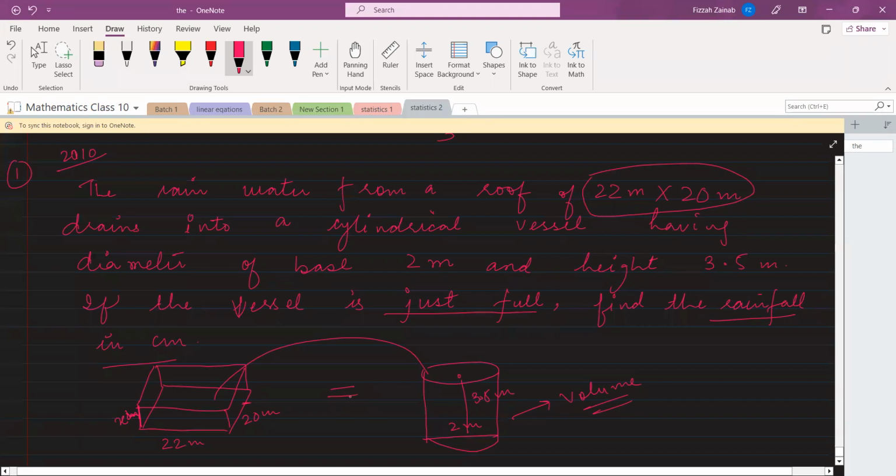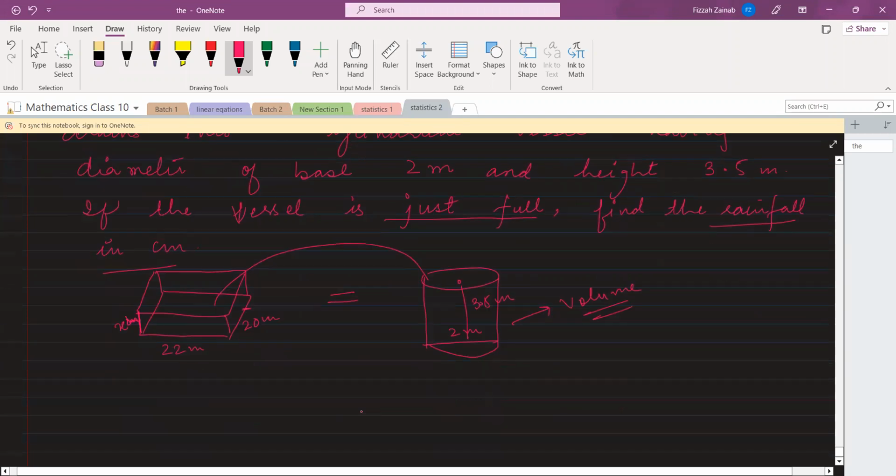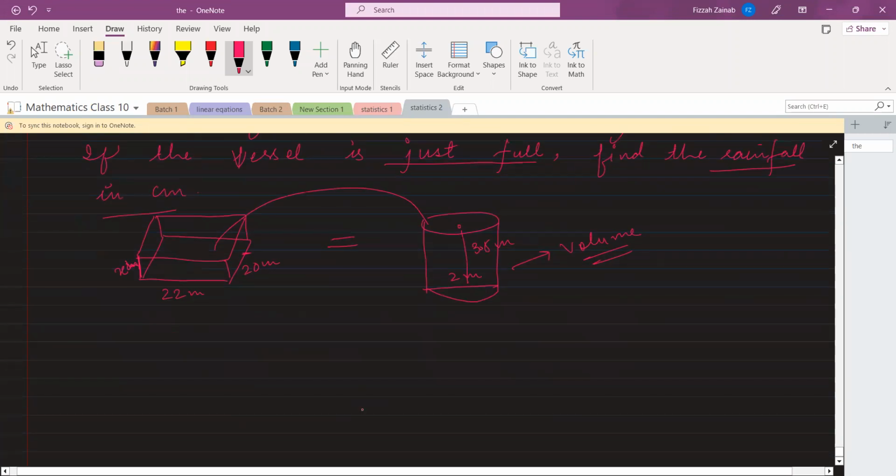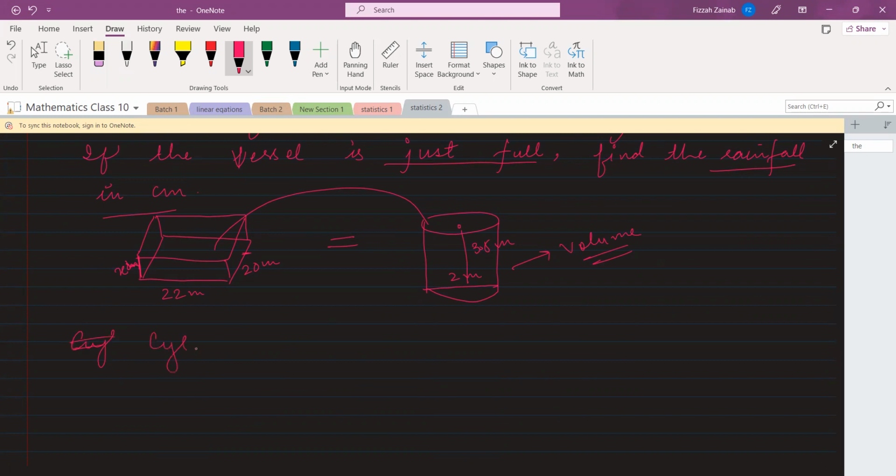Yes. So we have to basically equate the two volumes in this question. I hope you understand the question now. So first let us come to the cylinder because everything is given here. For this cylinder, how much is the diameter? Which is 2 meter. So that implies your radius is 1 meter, right? Now height is also given, which is 3.5 meter. So you find its volume.